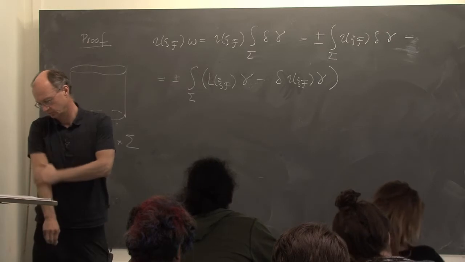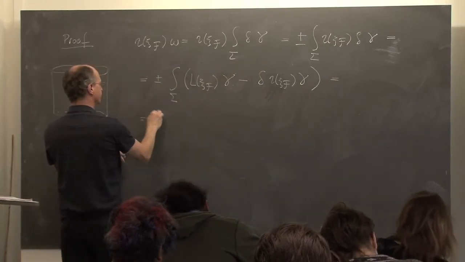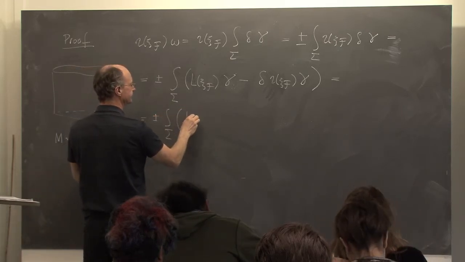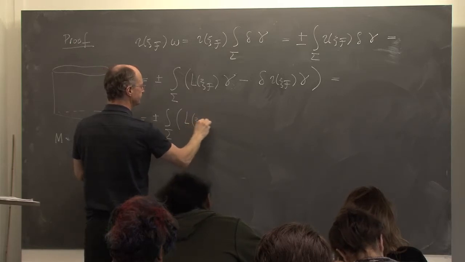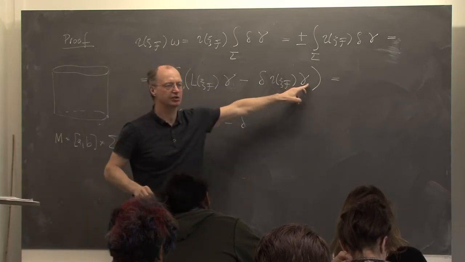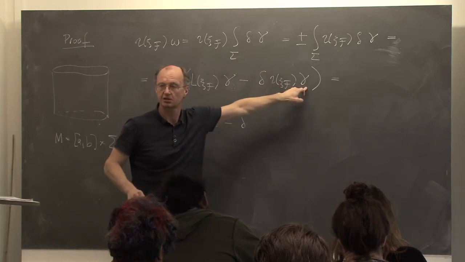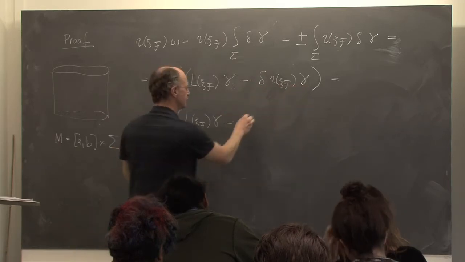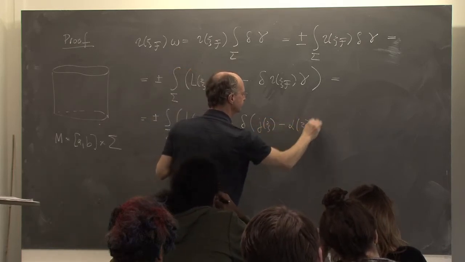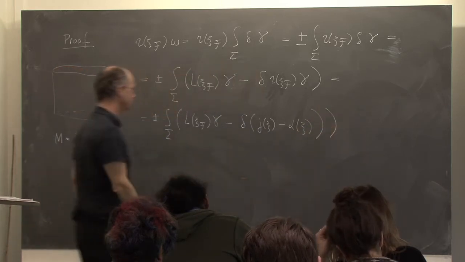Now, let me do the following. Let me here use the definition of the Noether current. So the Noether current is this thing plus alpha, right? So I can say that this is the Noether current minus alpha. One more bracket.